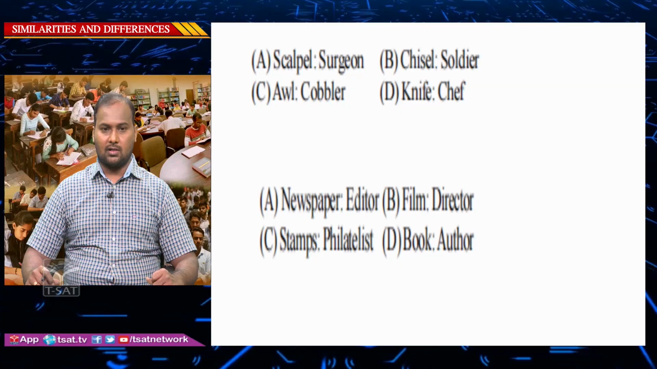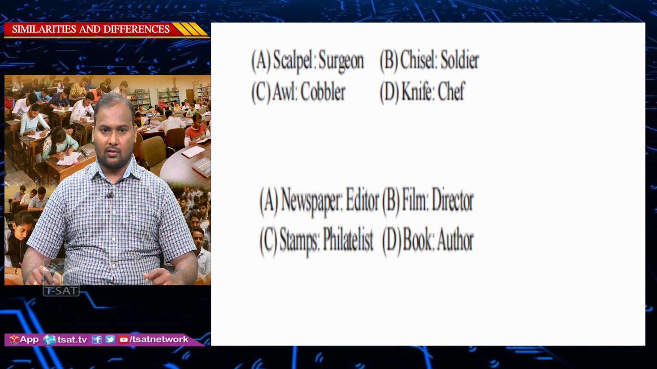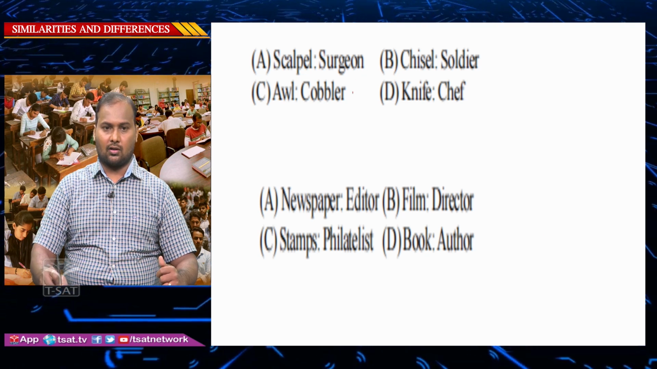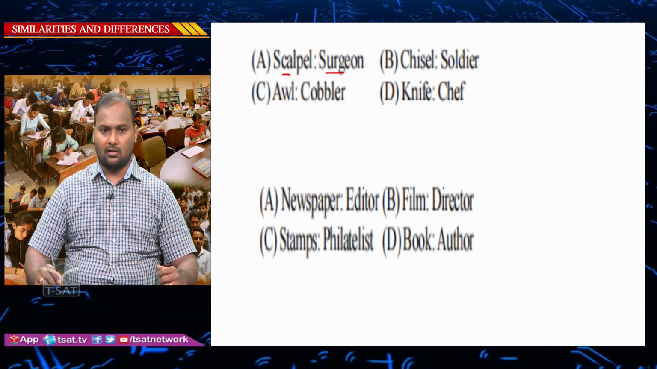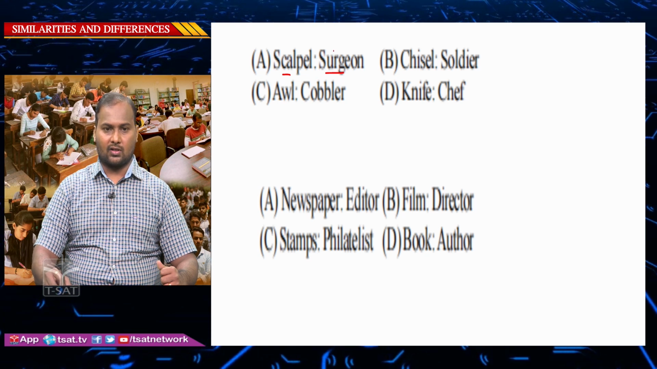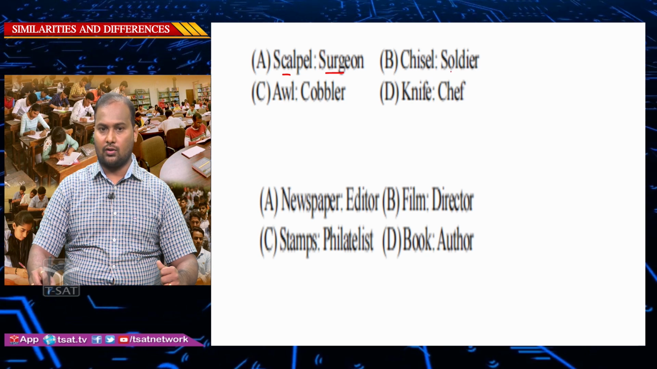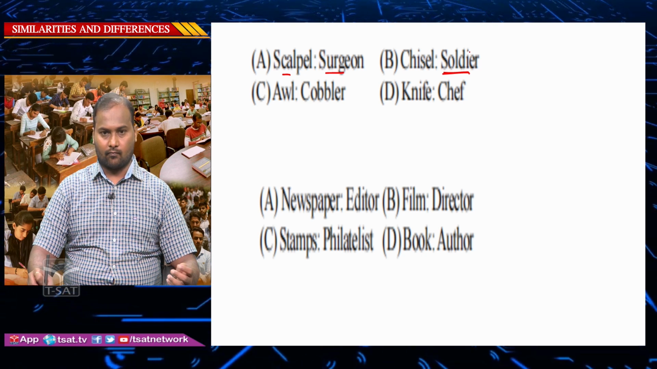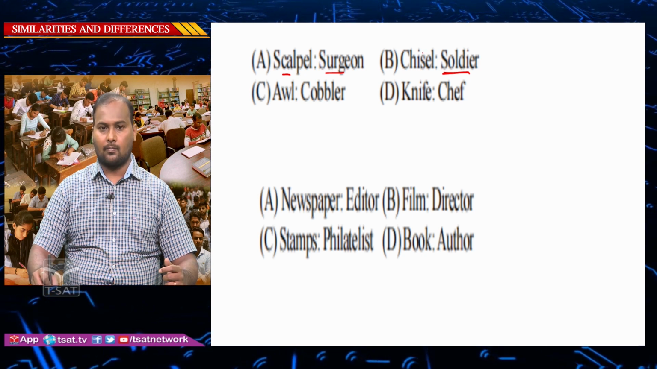Let's see the next question. In this question: scalpel, surgeon; chisel, soldier; awl, cobbler; knife, chef. The moment I see this question, there is a surgeon, meaning one person, and there is an instrument. So on the right side you have a person, on the left side you have an instrument that is used by the person. For example, scalpel is used by a surgeon because a surgeon uses a scalpel. In the same way, chisel is used by soldier? No, this is wrong. A soldier will not use a chisel. Obviously, the soldier uses a gun. So here, instead of chisel, your answer should be gun.